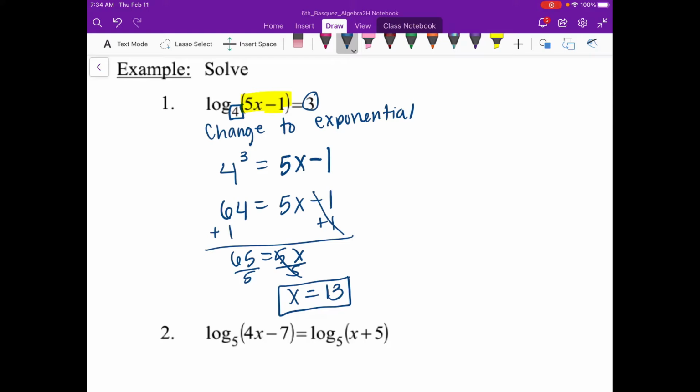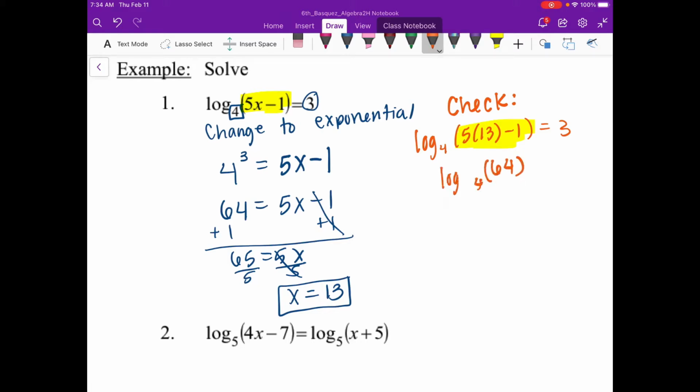Now, before we say this is my answer, I have to go back and check. If I put 13 into my original equation, 5 times 13 minus 1, the log term cannot be negative or 0. If it is, then I can't use it. In this case, this becomes 64, so I'm good. This answer works, I can use it. So that's it, you're done. Your answer is x equals 13. And again, just make sure you are checking that answer.